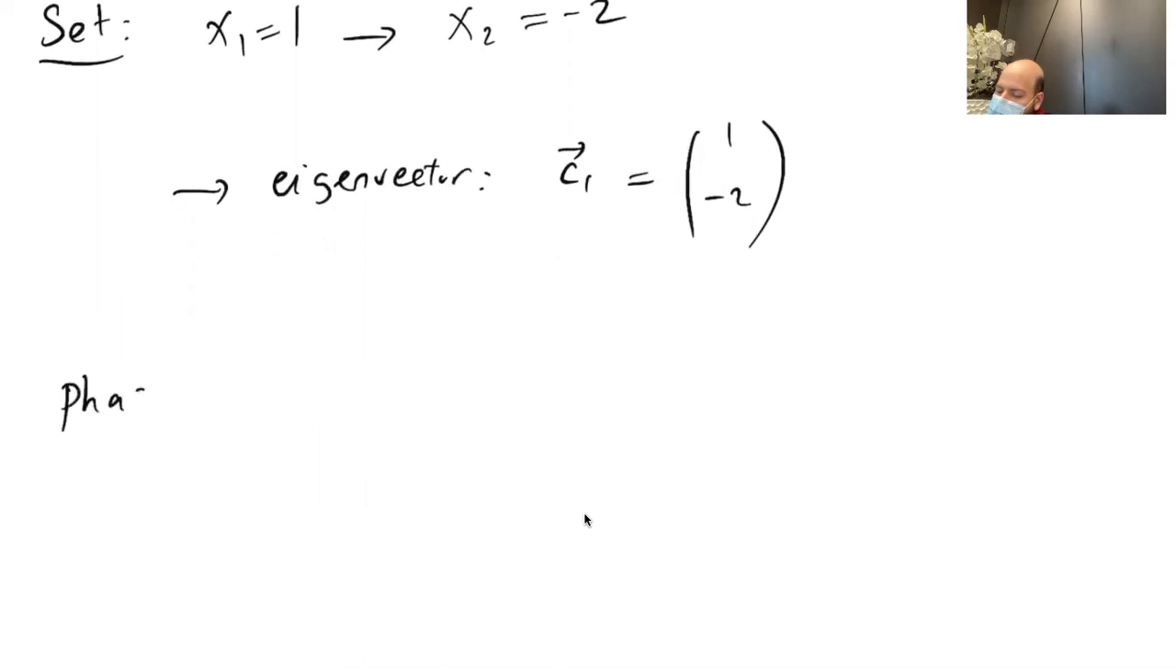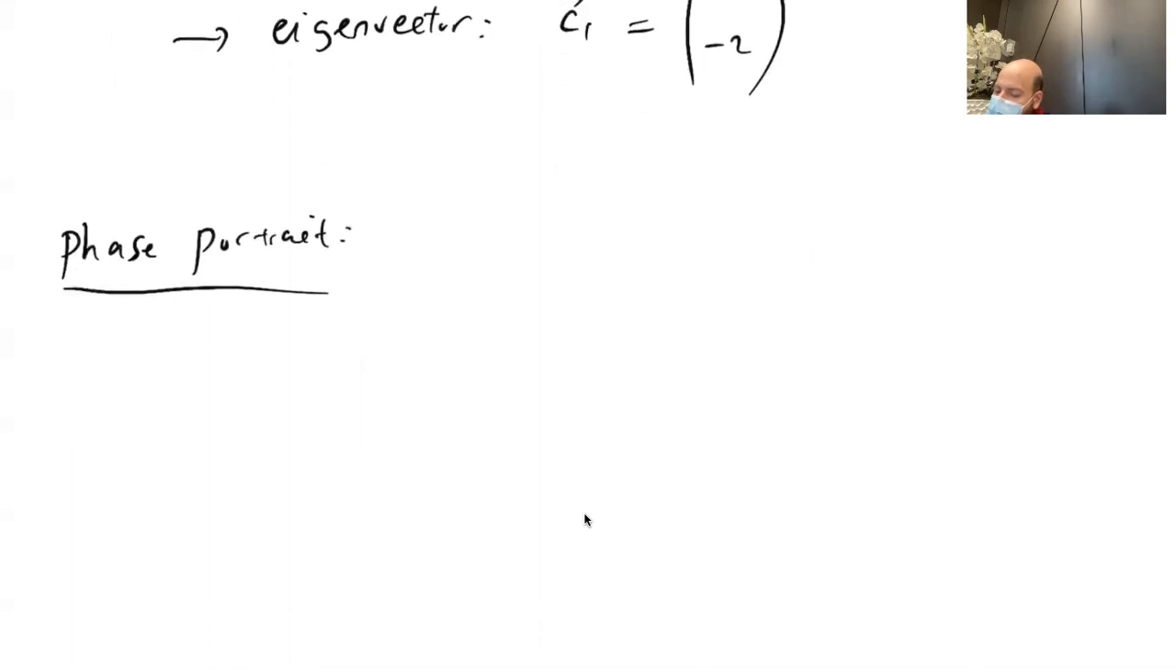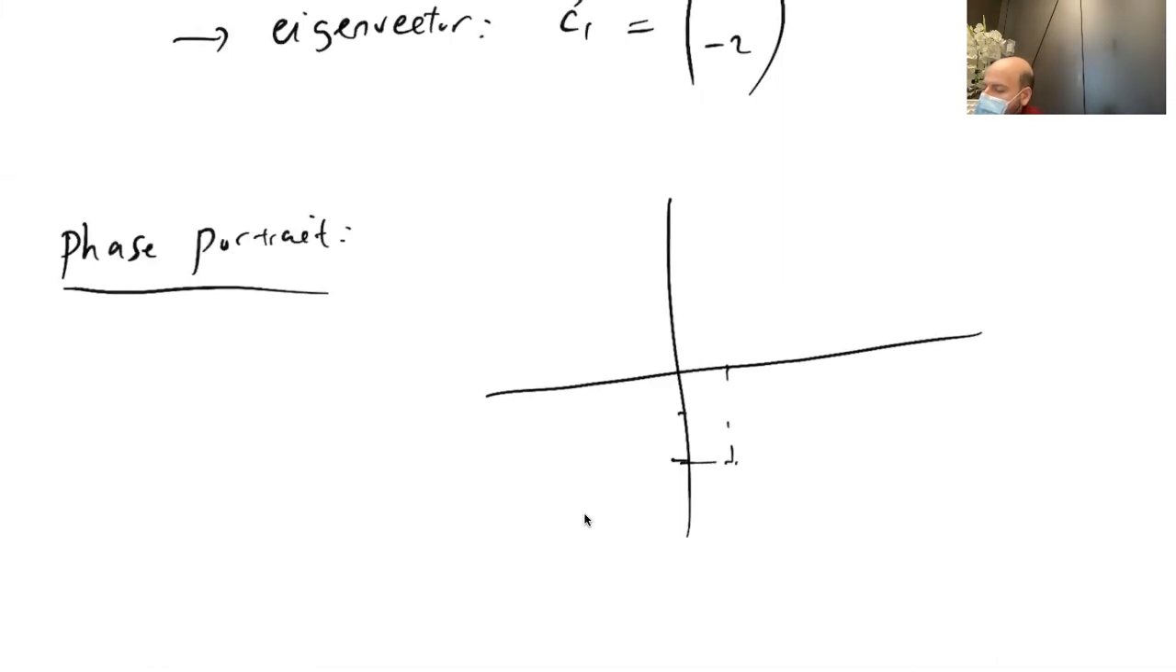So let me first sketch the phase portrait, and then we can solve the system and find the solution. So 1 and minus 2 looks like this. So this will be the direction of the eigenvector.